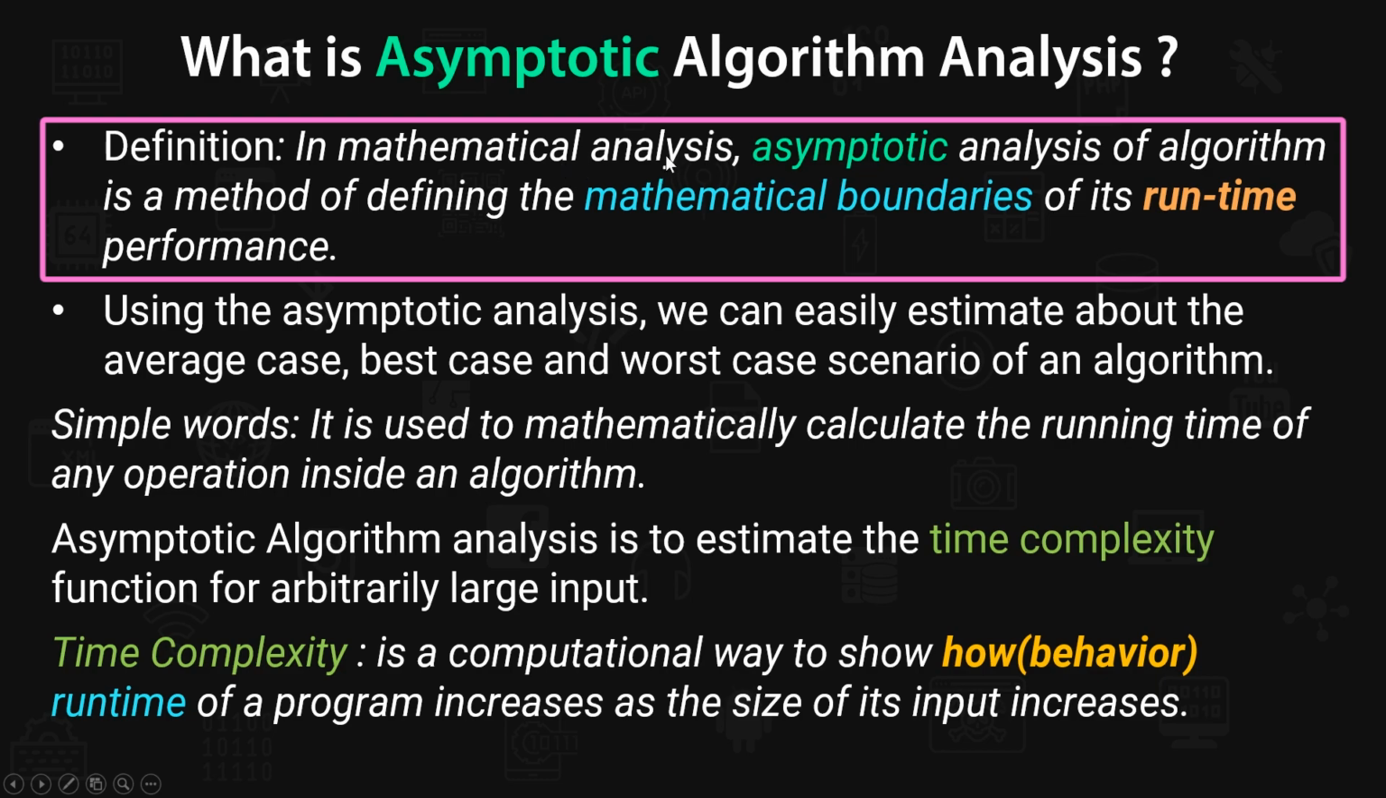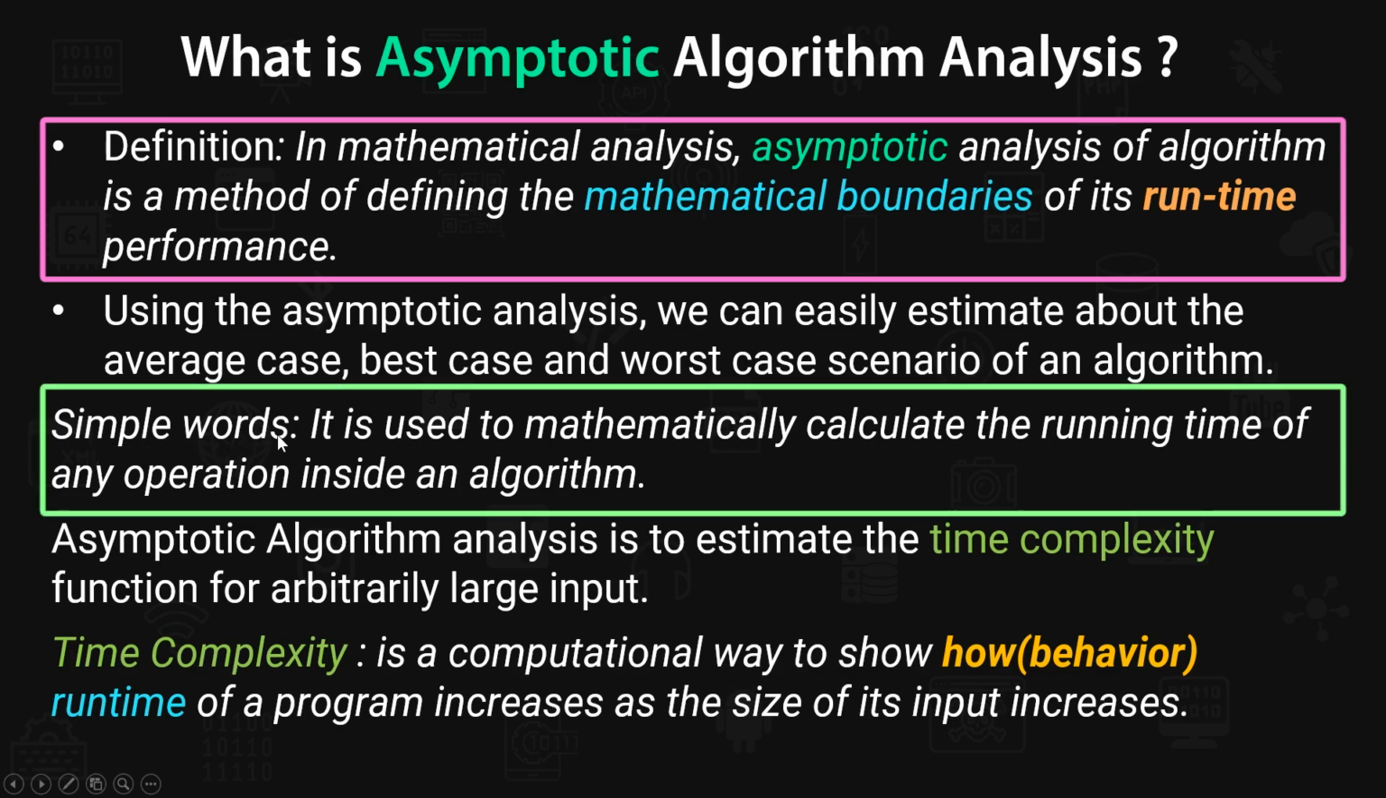So in mathematical analysis, asymptotic analysis of an algorithm is a method of defining the mathematical boundaries of its runtime performance. So quite a lot of big words are used over here, but in simple words what it is doing is it is used to mathematically calculate the running time of any operation inside an algorithm. That's the easy way to put it. So what happens is when you're measuring the performance, you want some numbers, right? So ultimately it is basically mathematics. So what we're doing is we're using this technique to define the mathematical boundaries. When I say boundaries, it means the upper and lower limit of an algorithm of its runtime performance.